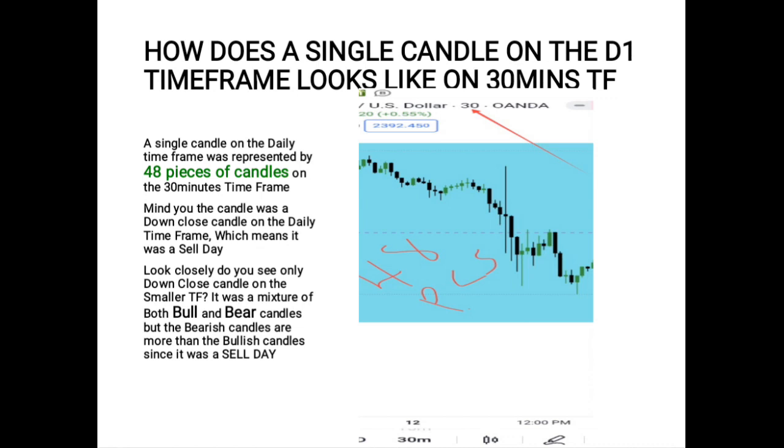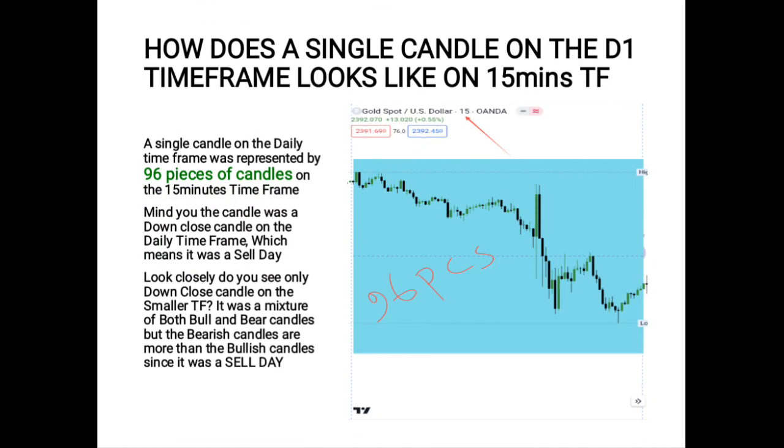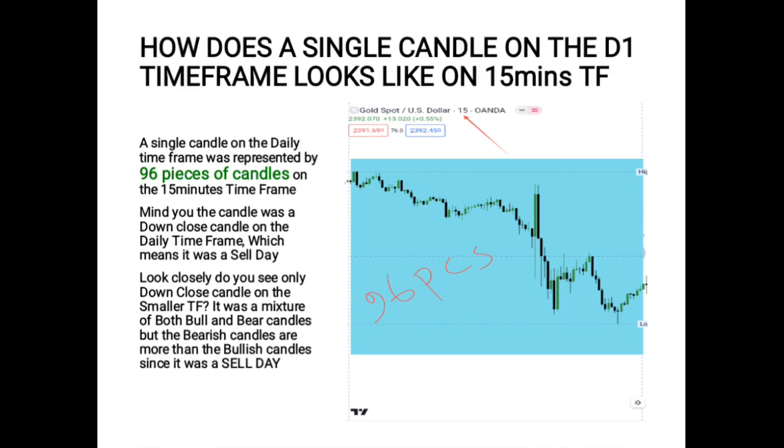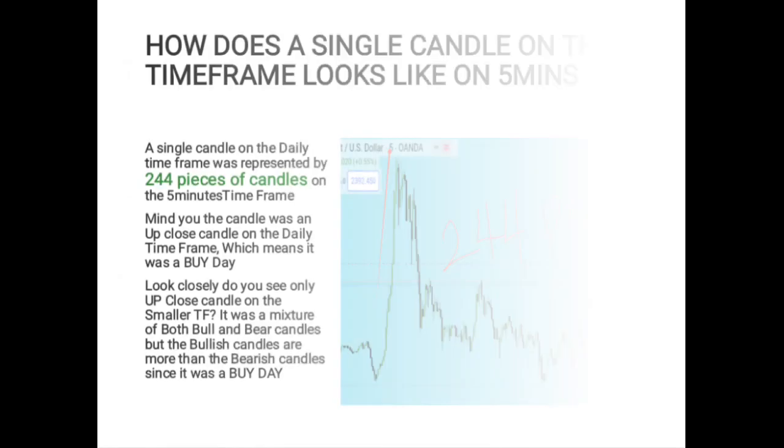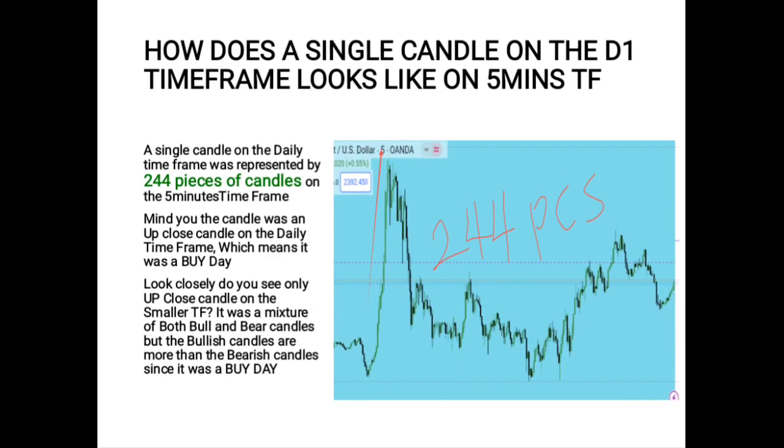So we have 48 pieces of candle here on the 30-minute chart. On our 15-minute time frame, one daily candle consists of 96 pieces. On the 5-minute time frame, a daily candle consists of 244 pieces.